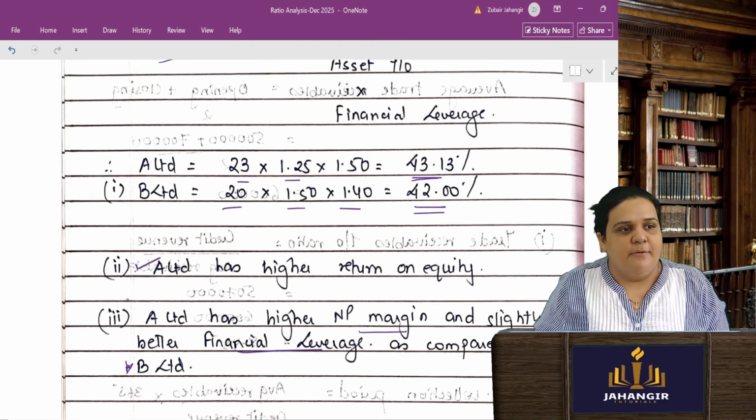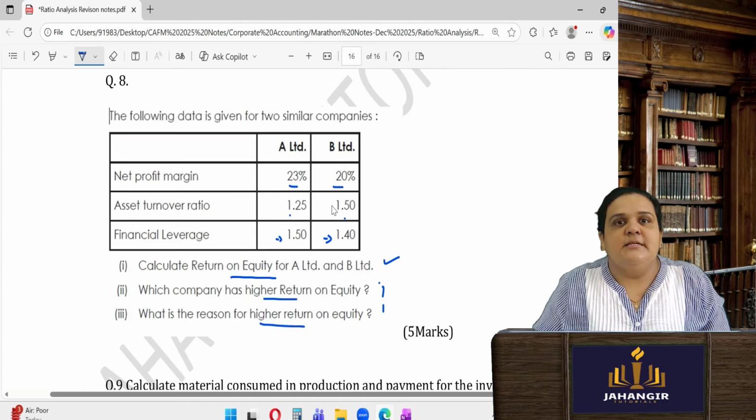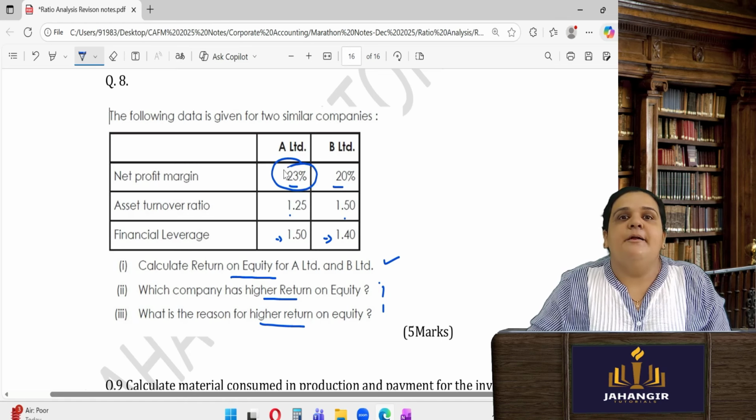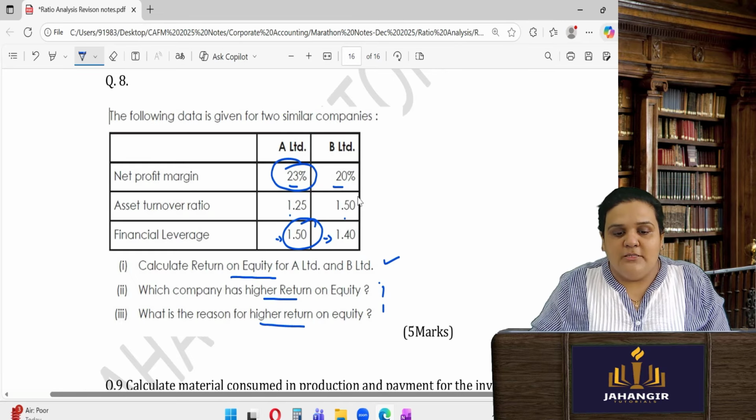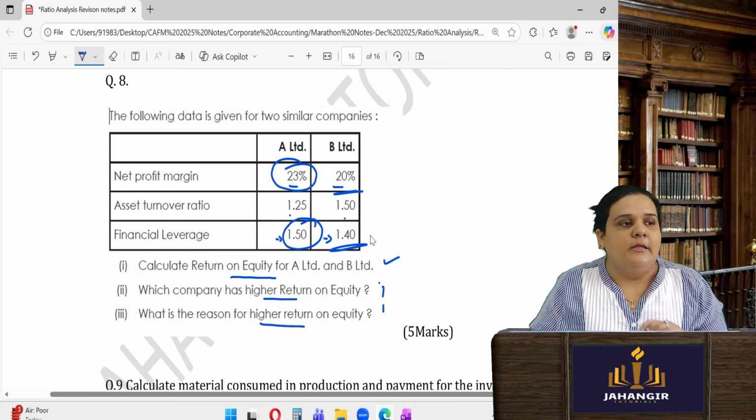Yes, we can see it from the chart only. You see the chart, A Limited has a better net profit. They have got a better financial leverage also as compared to B, because of which they are getting a higher return on equity.